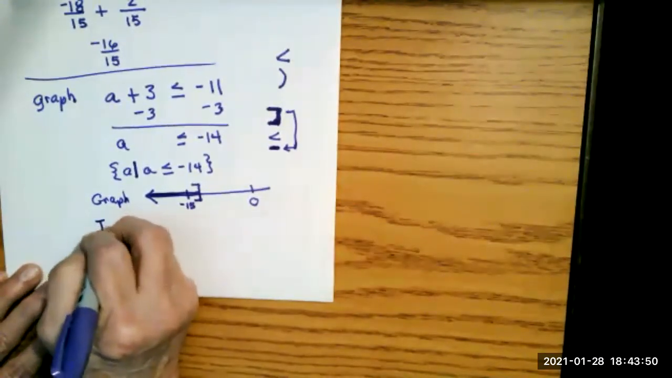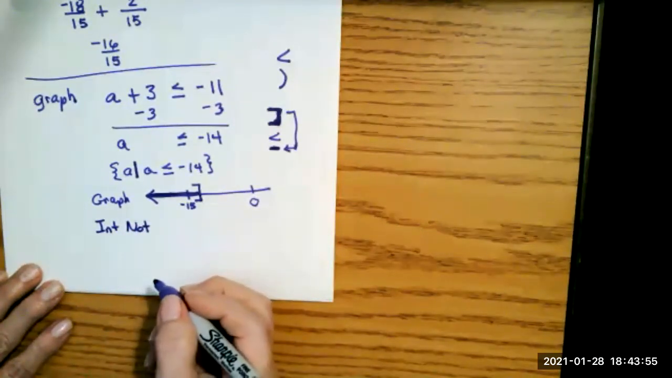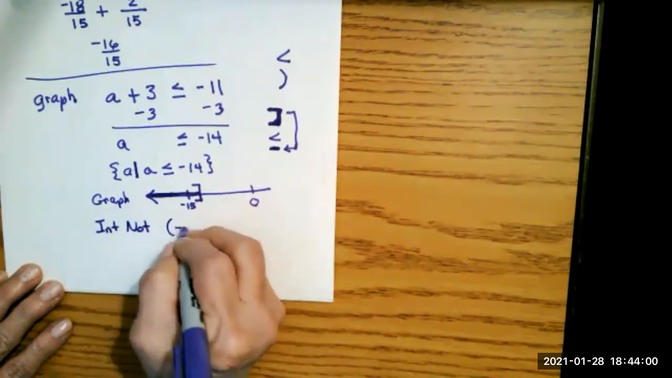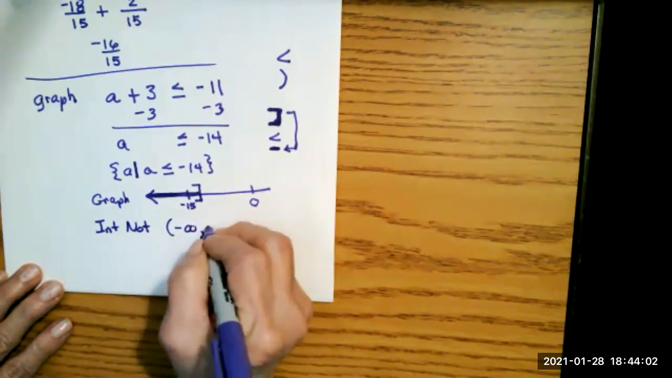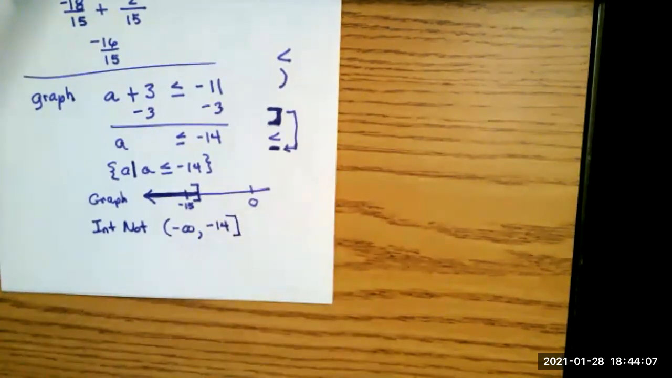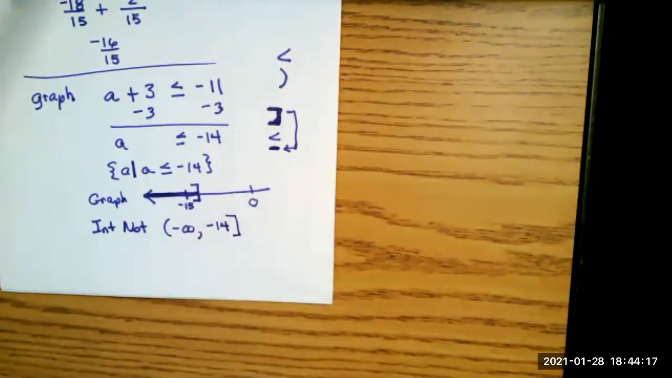Then interval notation we talked about last time, you have to go left to right. If I came into this graph from left to right, I would be coming in from negative infinity all the way up to negative 14, and then I would put my little bracket. They didn't actually put negative 14, but they had started their graph one over. So you were supposed to know that that was negative 14. Okay, any questions on that problem?